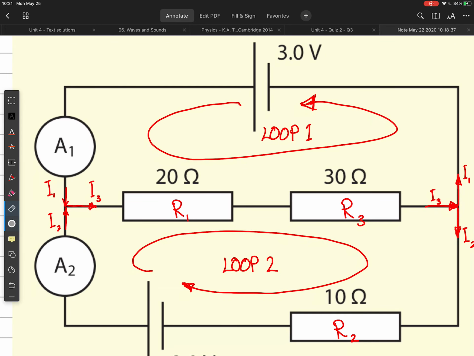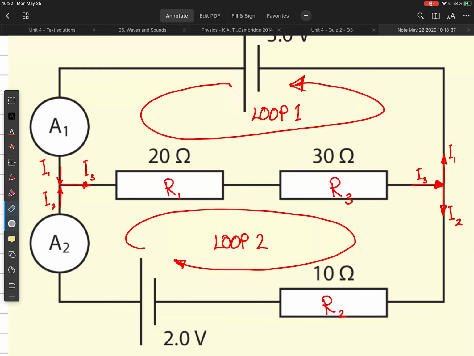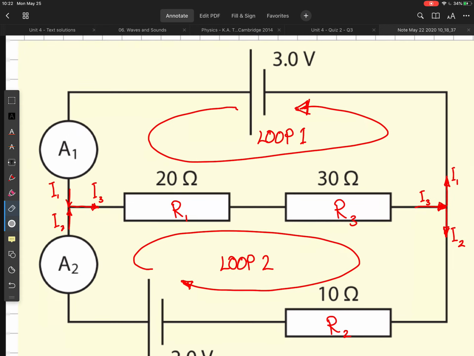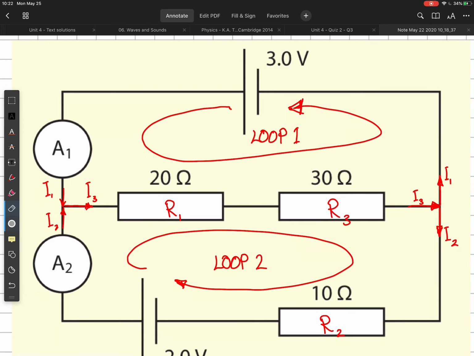The first loop is loop 1, and the direction of the loop doesn't actually matter, but you should try to be consistent. So I've been consistent here by setting up my loop from positive to negative, but if you want to do it a different way, that's fine. The only time it's going to make a difference is sometimes you might end up with negative voltages in some components or negative currents, and I wouldn't worry about it too much. Okay, so there's loop 1 and loop 2.